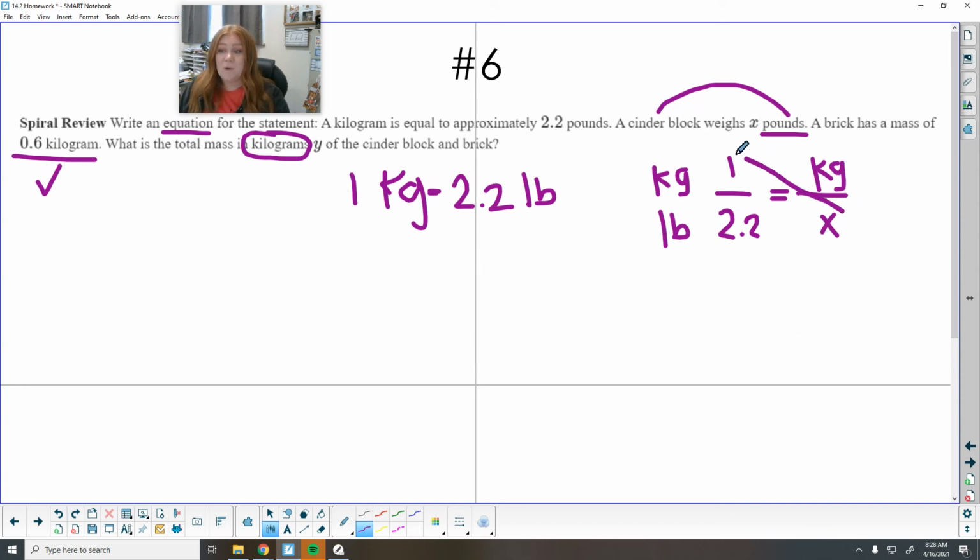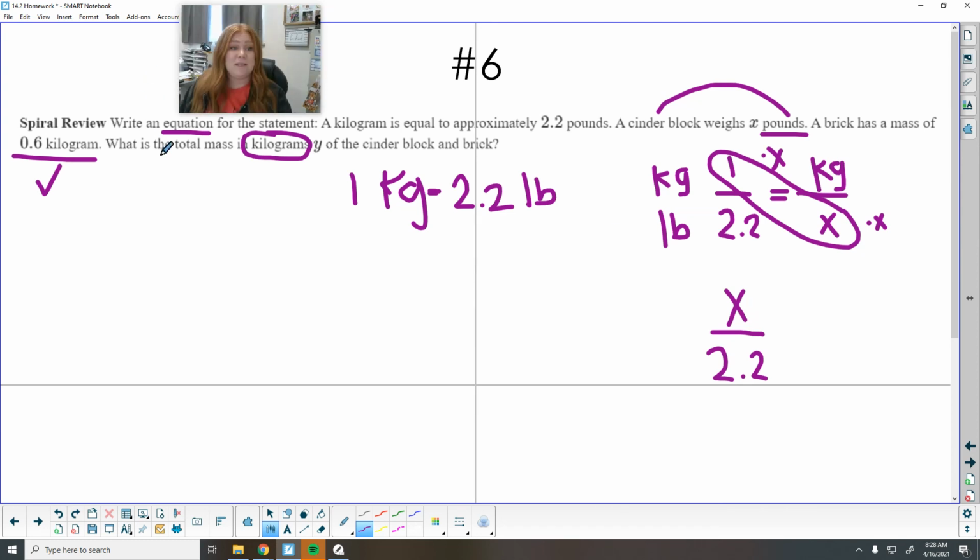So, right? We would do the opposite of both sides. So times by X, times by X. So 1 times X is just X. And then we're going to divide by 2.2, which will tell us the kilograms of the cinder block. So since we don't know what X is, we just leave it as X.